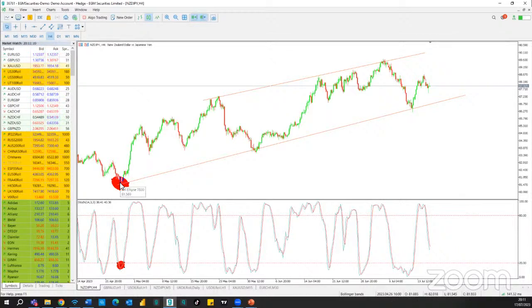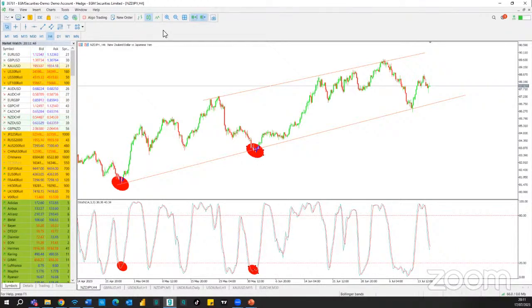Other areas on the chart where we can find the same setup, if you just move along that trend, you realize we had another touch there. And again, on our stochastic oscillator at the bottom, we had an oversold at that point and it crossed above 20.